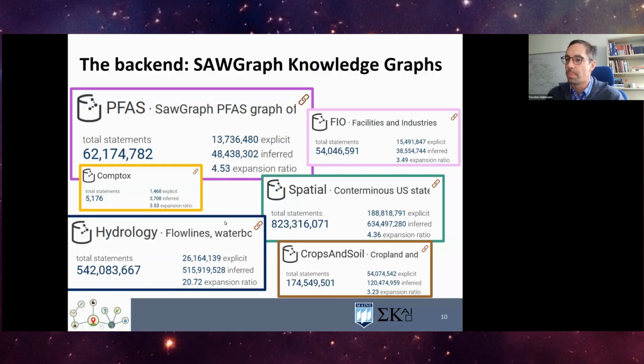We have hydrology information about the rivers, the stream networks, and their connectivity to support tracing, for example, but also the wells and aquifers for kind of understanding potential groundwater transport, and then the crop and soil graph that adds information about different crops that are grown in certain location and the different kinds of soil that is found in those locations to kind of help look for impacts on particular crops.